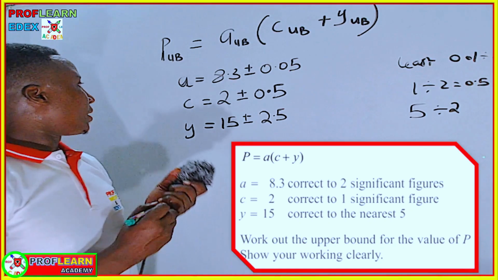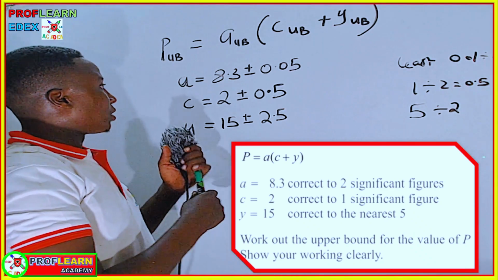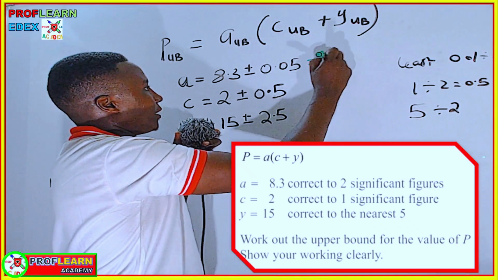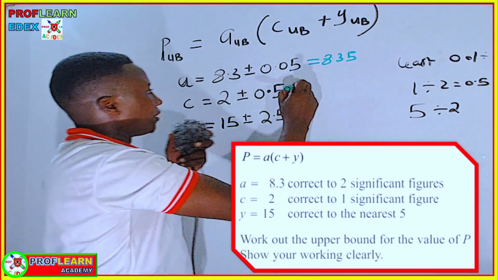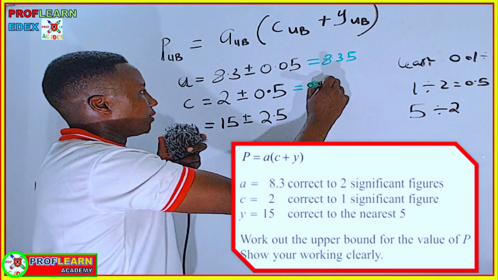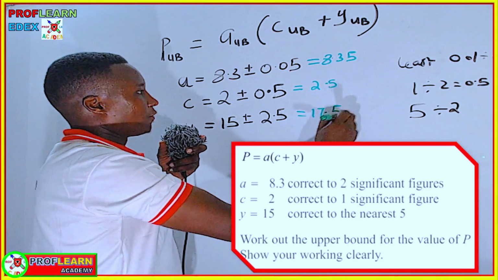In each of them, we need to find the upper bound. And the upper bound in this case, we're going to add the absolute error. So this is going to be 8.35. This one upper bound is going to be 2.5. And upper bound of this one is going to be 17.5.